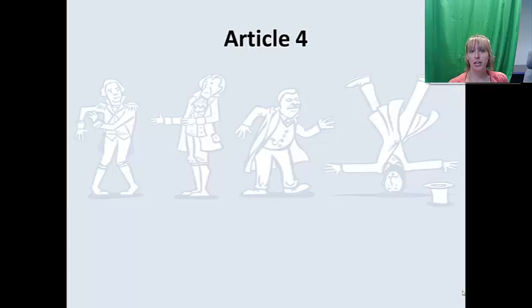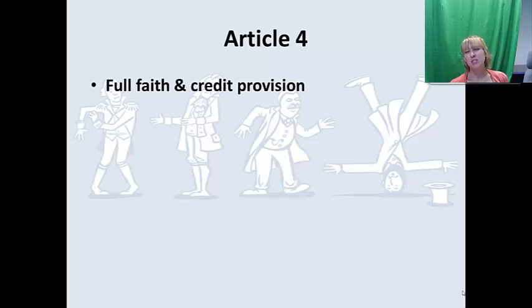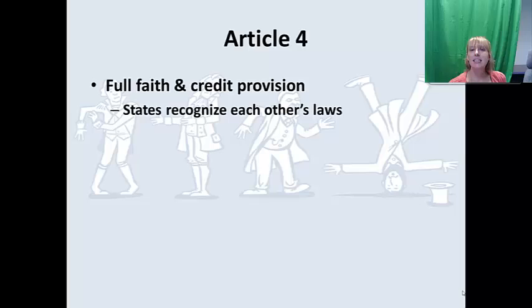After the first three branches, we get Article 4. And this is really important, the full faith and credit provision. This links that idea of confederation, but also helps with that commerce problem that I mentioned under the Articles of Confederation. It says that states will recognize each other's laws. So if I get married in Massachusetts, it still counts in Louisiana, for example. Or my driver's license in Louisiana allows me to drive through Texas if I need to.